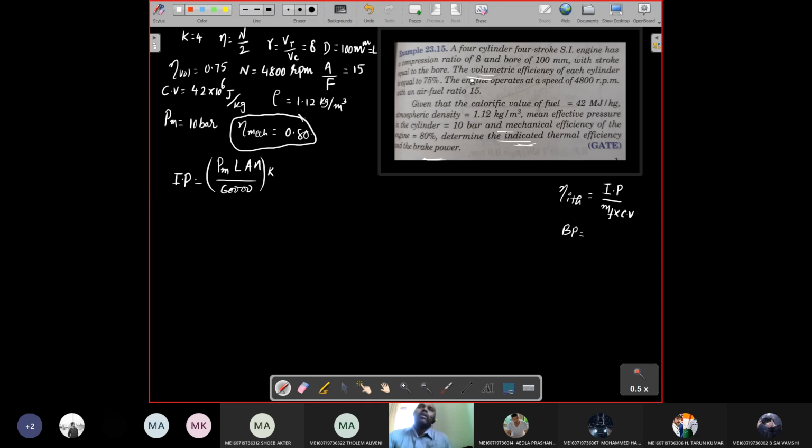And the area is pi by 4 into 0.1 square, and small n is equal to capital N by 2, K equal to 4 because there are 4 cylinders, therefore you will get the IP. Once you get IP, mechanical efficiency is equal to output power by input power, that is BP by IP. So BP is equal to mechanical efficiency multiplied by IP. You will get the BP. Then for indicated thermal efficiency we also require IP, which we already calculated, divided by mass of fuel into calorific value.